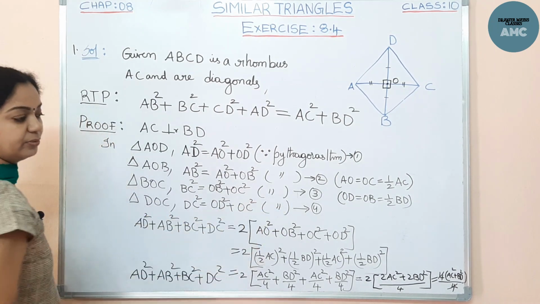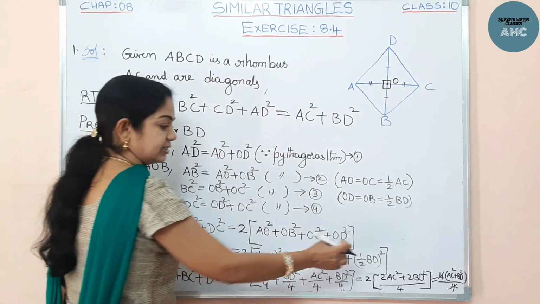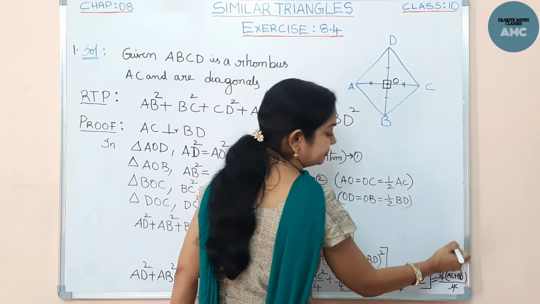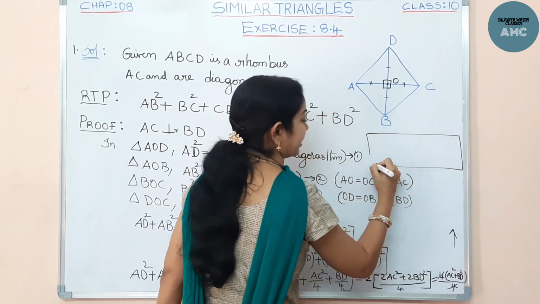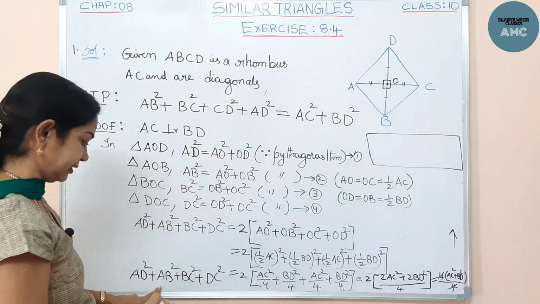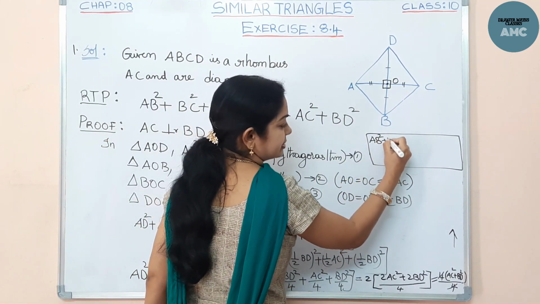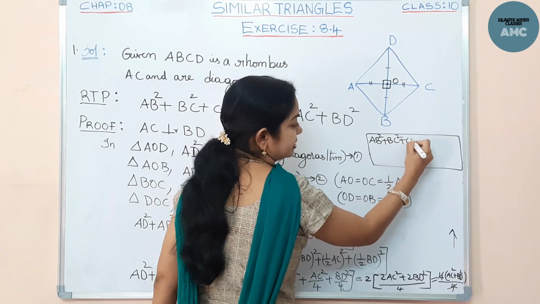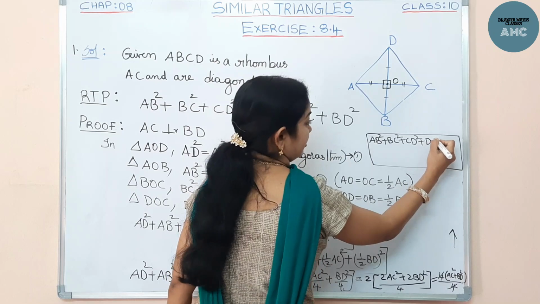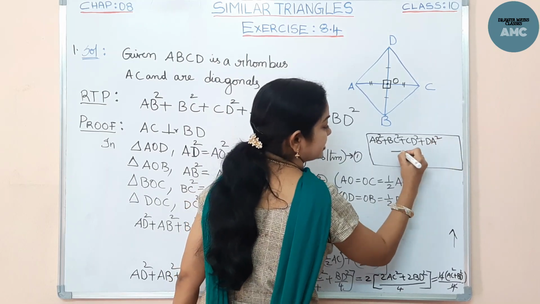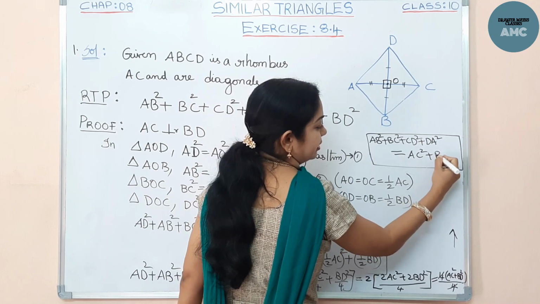This is equal to AB square plus BC square. The final answer, there's no place here, so I'll be writing here. We got it as, now this part, we'll arrange it. AB square plus BC square plus CD square plus DA square is equal to this part we got, AC square plus BD square.